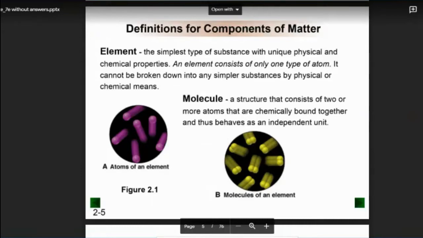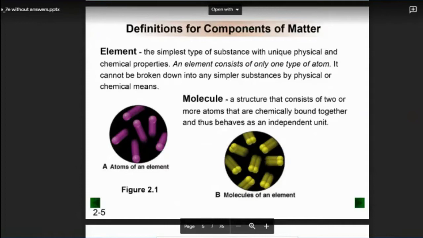They only consist of one type of atom. The atom is the same one over and over again. So a block of gold consists of billions upon billions upon billions of gold atoms. Right? Now, the other one is called a compound, which we'll do on the next page.